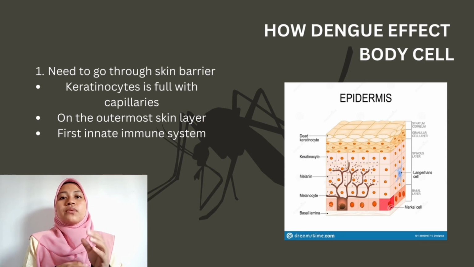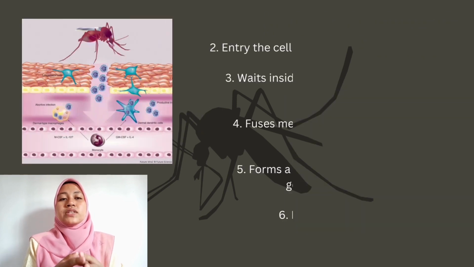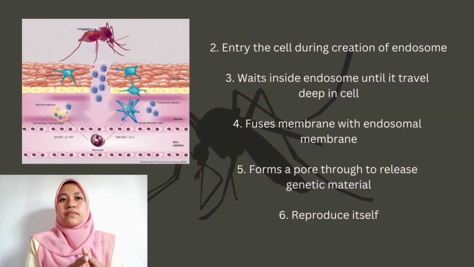Keratinocytes are on the outermost epidermal layer of the skin, are endowed with toll-like receptors, and are considered a component of the primary innate immune system. The virus will gain entry into the cell when it becomes enveloped by the cell membrane during the creation of a sponge-like structure known as an endosome.